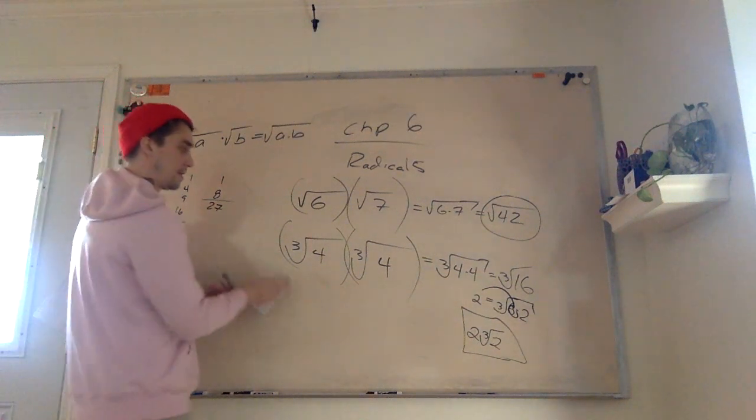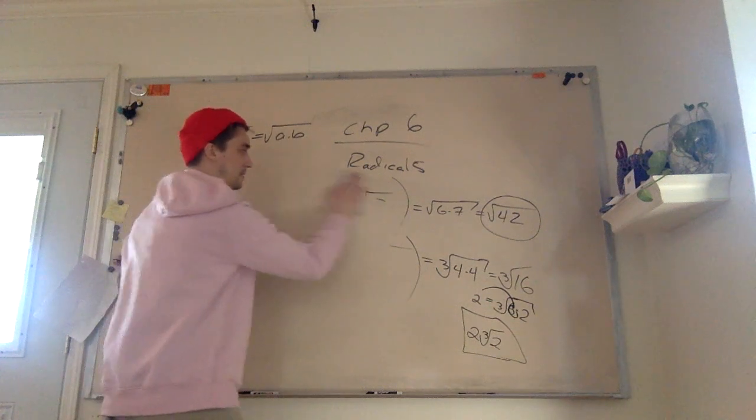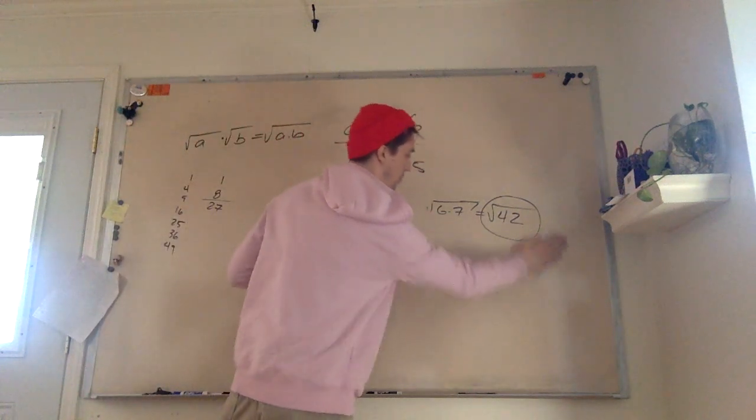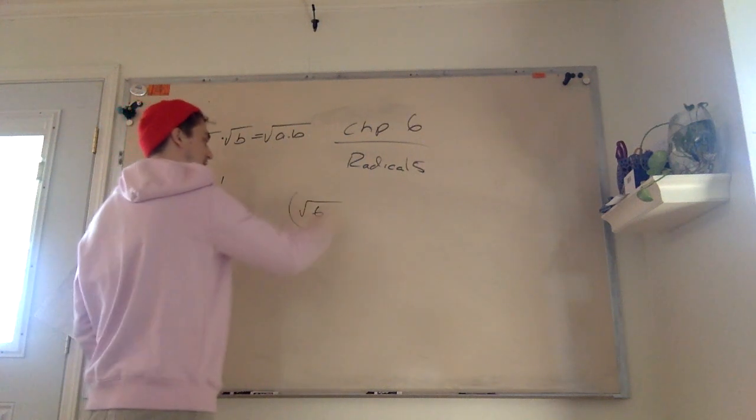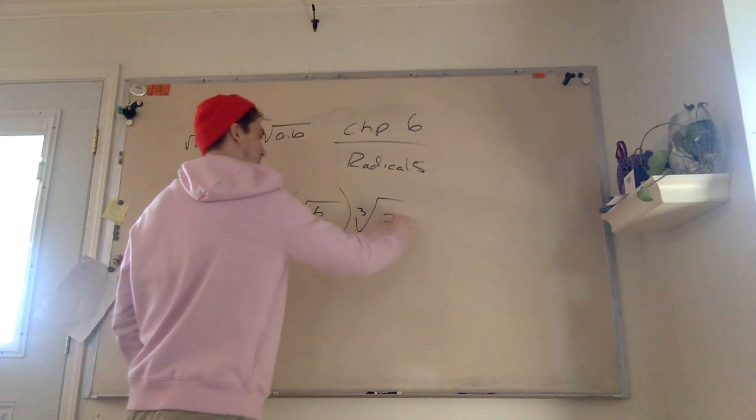Point here is, what happens if you have something like this? Square root of 6 times the cube root of 7.